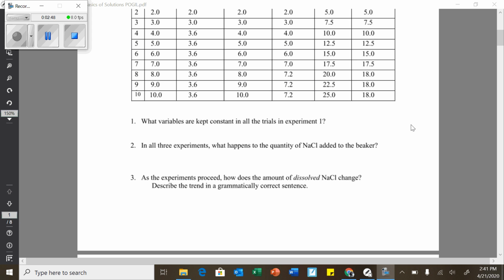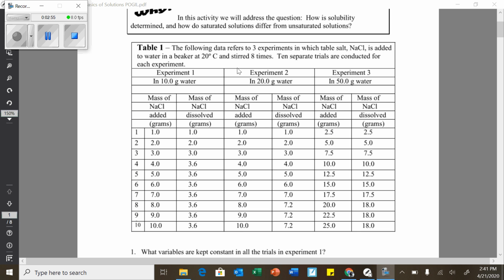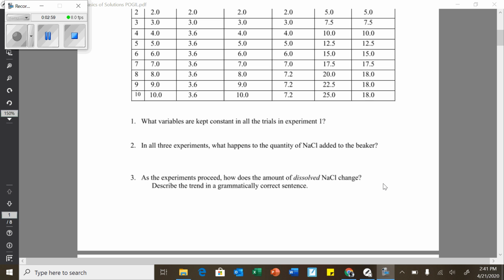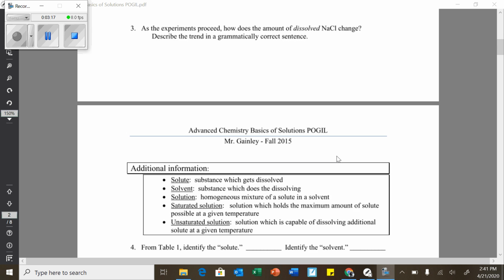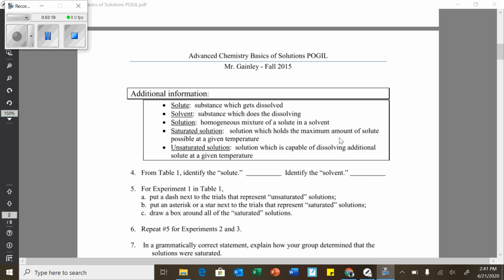Okay, so question 1 is asking what variables were kept constant, and there's a couple of them up here you'll see in the description in table 1 as to what was held constant. And then in all 3 experiments, something interesting happens with the sodium chloride as far as how much of it's dissolving. And so you should be looking to see about that and explain what you're seeing there in question number 3 right here.